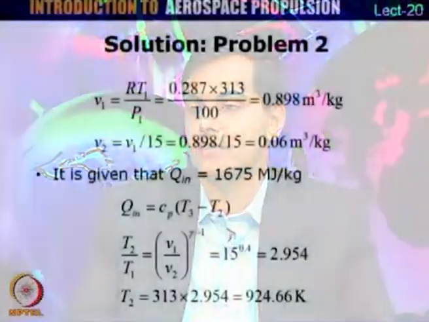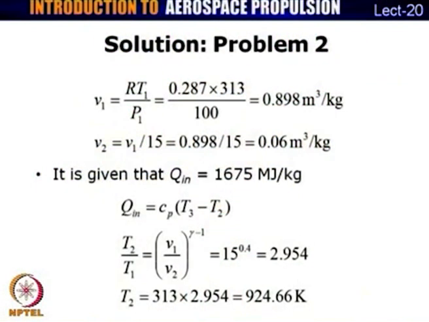Now, at state 1 we know the pressure and temperature, and therefore, we can calculate the specific volume at state 1 using the state equation. V1 is equal to R T1 by P1, which is 0.287, which is the gas constant for air, into 313, which is the temperature, divided by P1, that is 100 kilopascals. So, this comes out to be 0.898 meter cube per kilogram.